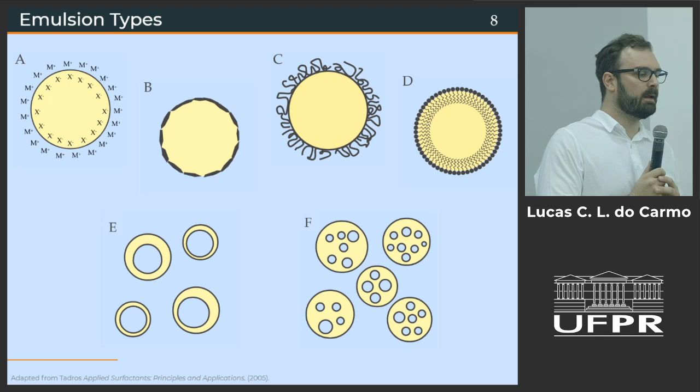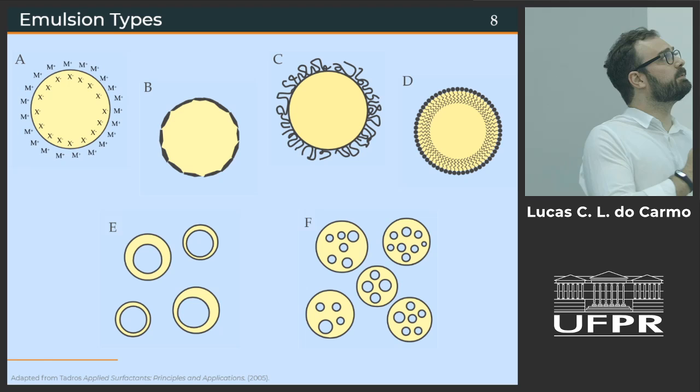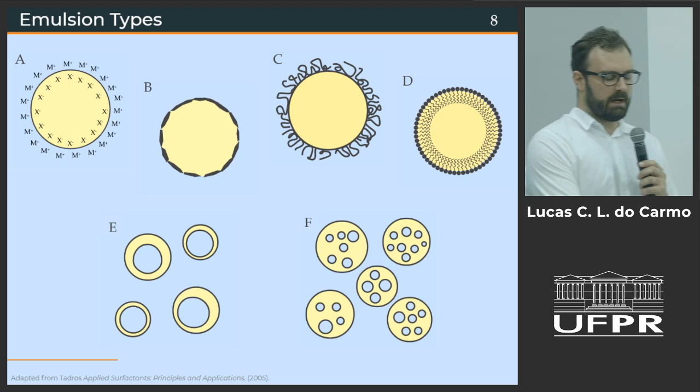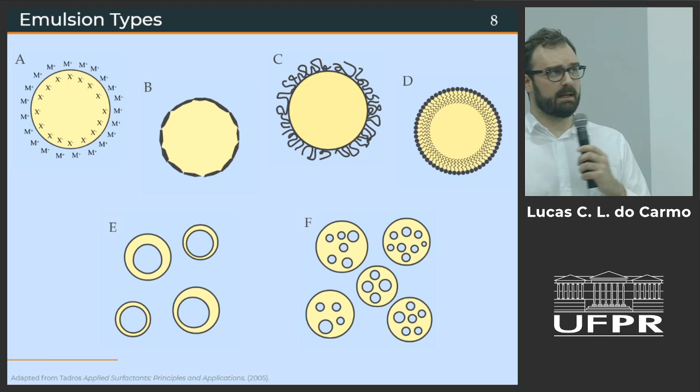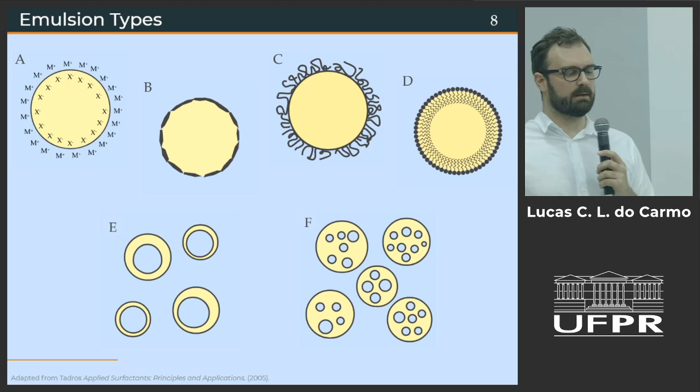So here on A, we have droplets of oil inside a continuous aqueous water phase that are stabilized by some type of ionic mechanism. And then in B, we have droplets that are stabilized by solid particles. And on C, we have droplets that are stabilized by polymers. And then on D, we have droplets that are stabilized by a molecular surfactant, which is a type of molecule that has properties that can interact between aqueous and oily phases and then reduce the interfacial tension between them.